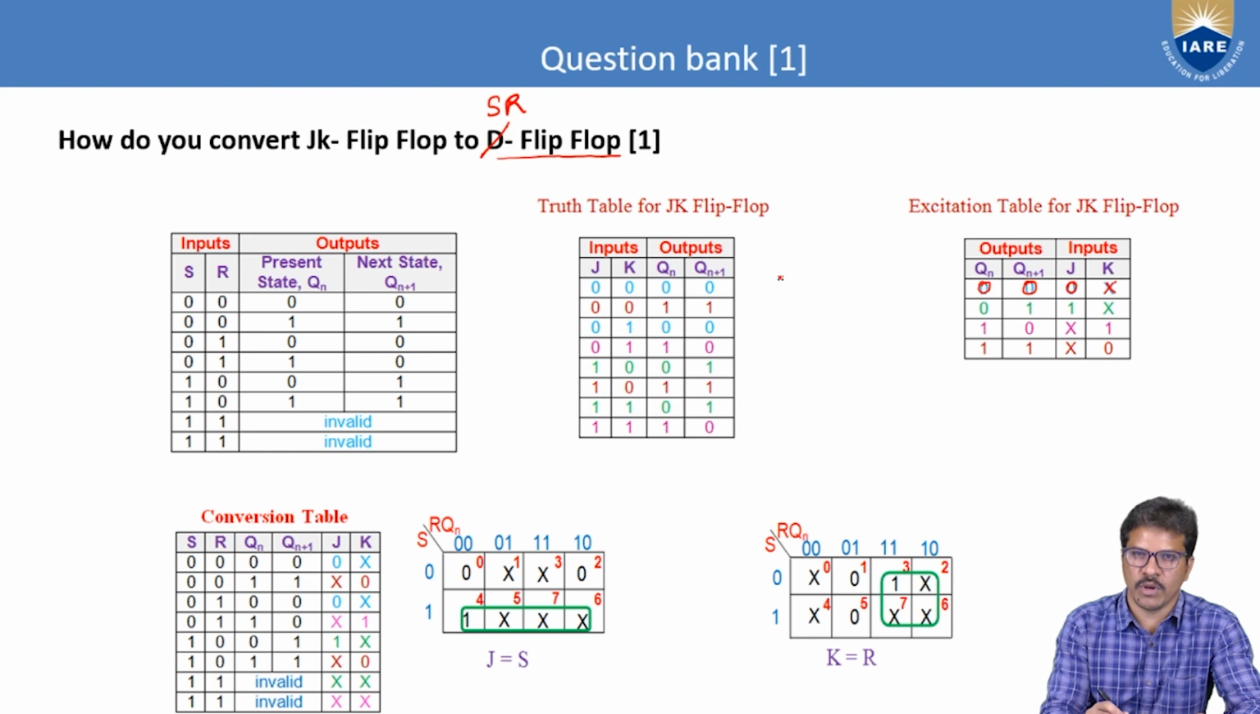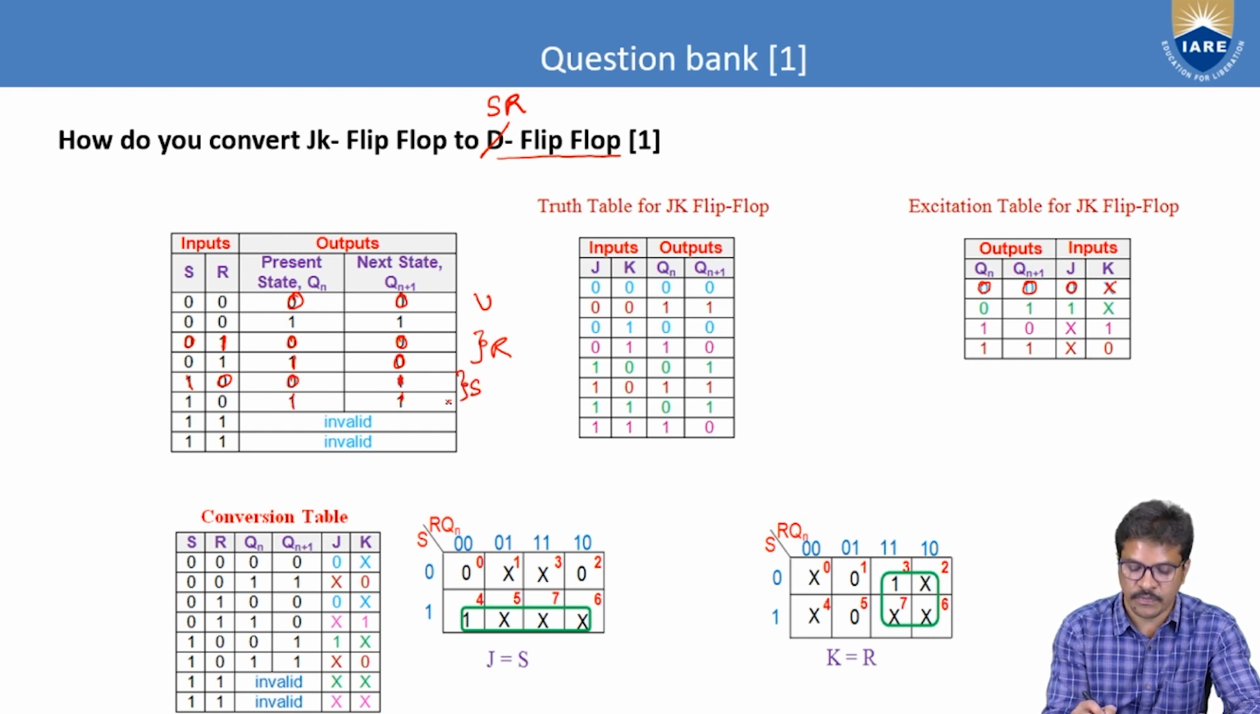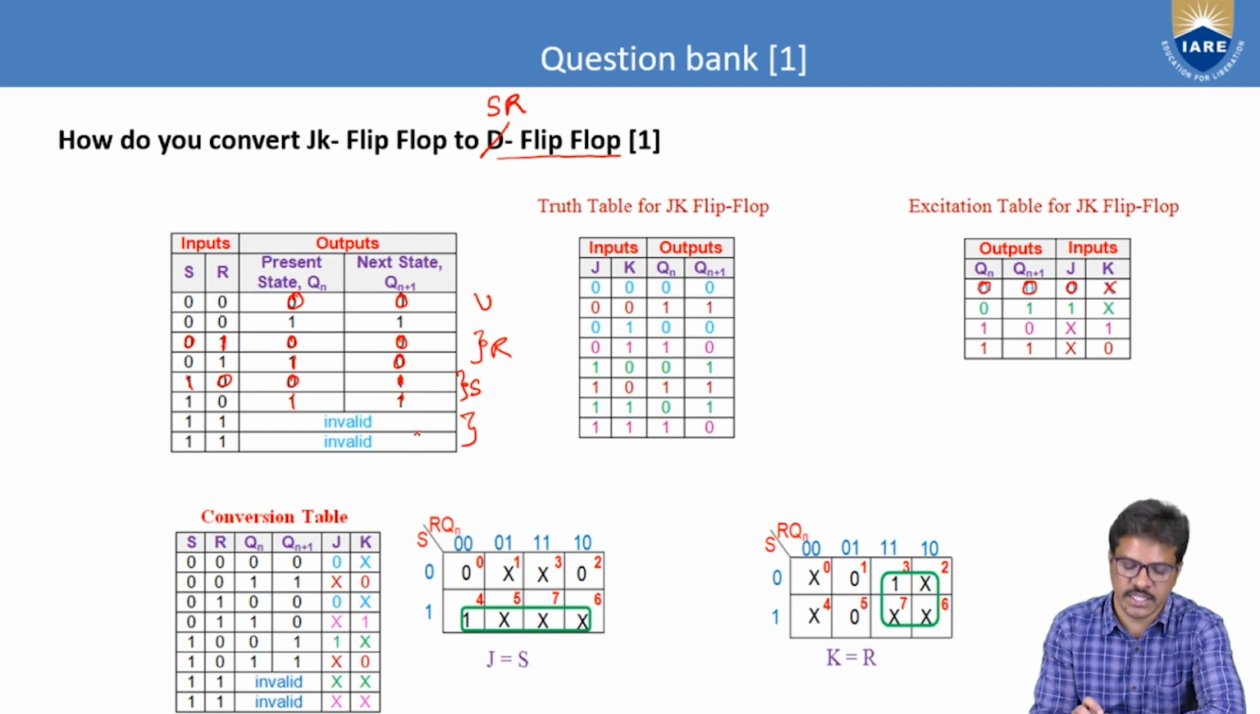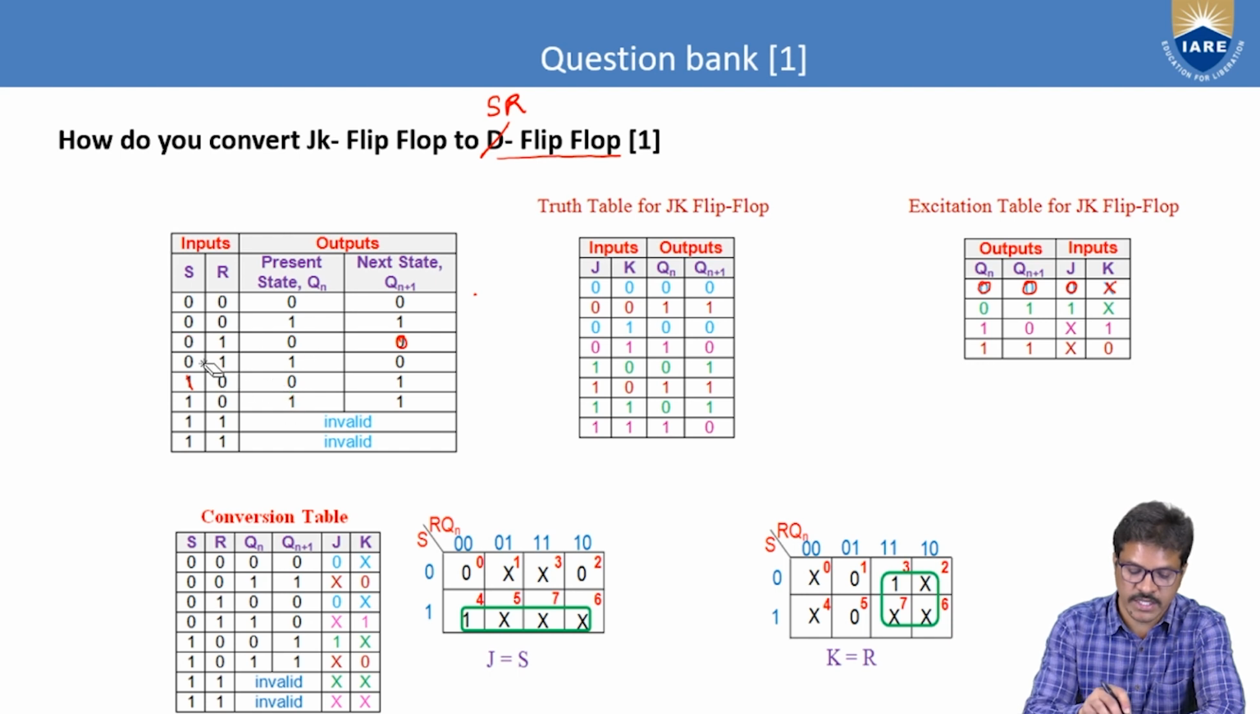We know what the truth table is. If 0, 0 is given, it is unchanged, present state is 0, next state 0. If 0, 1 is given, it is 1 under R, so whatever the present state output is, the next state is reset, nothing but 0. Irrespective of whether it is 0 or 1, the output is 0, it is reset. Next, 1, 0 is given, the output is set. And 1, 1 is given, invalid. This is the truth table for SR flip-flop. Take this truth table for the desired flip-flop.